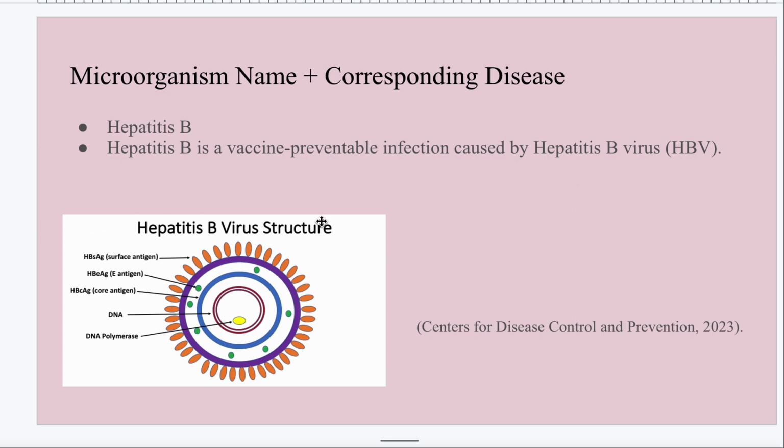Here is a little picture of hepatitis B virus's structure. On the inside is the DNA polymerase, and then the DNA. Then it's followed by its core antigen, and then its E antigen, and then on the outside are its surface antigens.